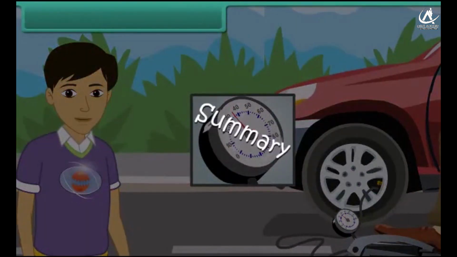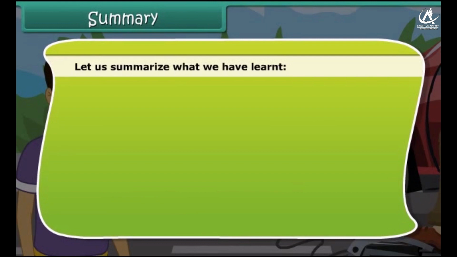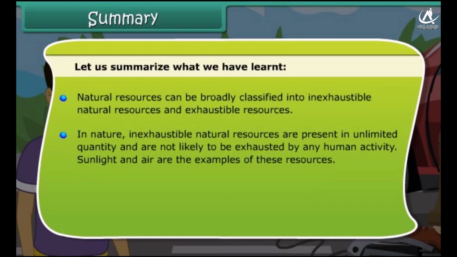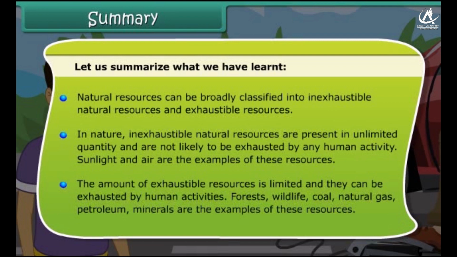Summary. Friends, let's summarize what we have learned so far. Natural resources can be broadly classified into inexhaustible and exhaustible resources. In nature, inexhaustible natural resources are present in unlimited quantity and are not likely to be exhausted by any human activity. Sunlight and air are examples of such resources. The amount of exhaustible resources is limited and they can be exhausted by human activities. Forests, wildlife, coal, natural gas, petroleum and minerals are some examples of these resources.